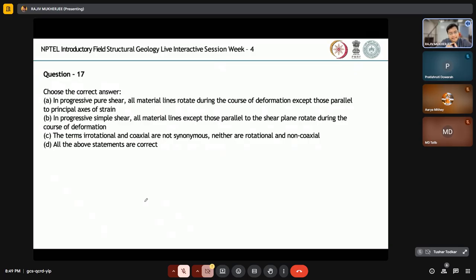Now, it is evidently option D, because during progressive pure shear, if this is your initial sphere or circle, say for example, and you are compressing it along the y direction, so for pure shear, what will happen?